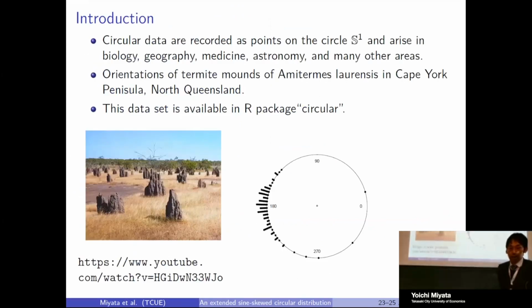Circular data are recorded as points on the unit circle and arise in biology, geography, medicine, astronomy, and in many other fields. For example, here is a data set of the orientations of termite mounds. This is such a plot. The data set is available in our package.